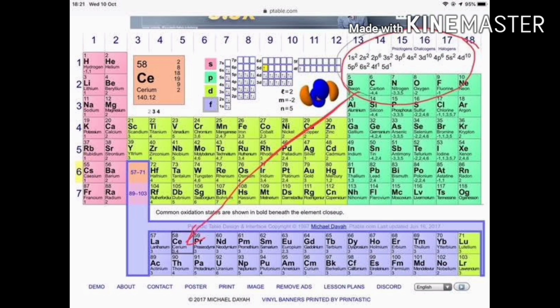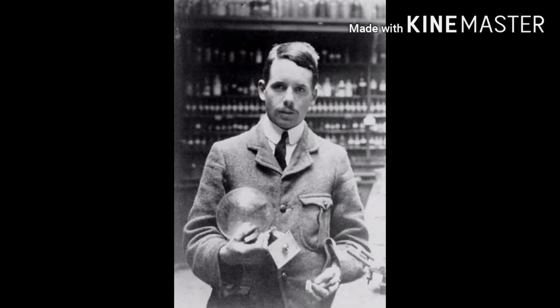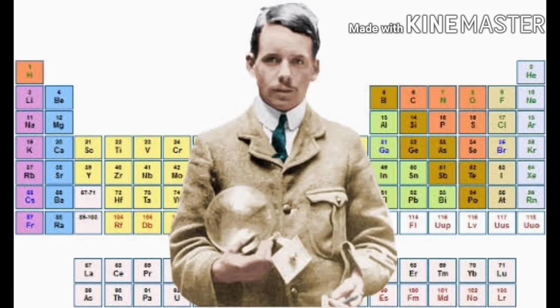Today we will learn about periodic table elements and their features. First of all, we want to talk about the introducer of the periodic table, who is H.J. Moseley. He introduced this periodic table in the year 1913.